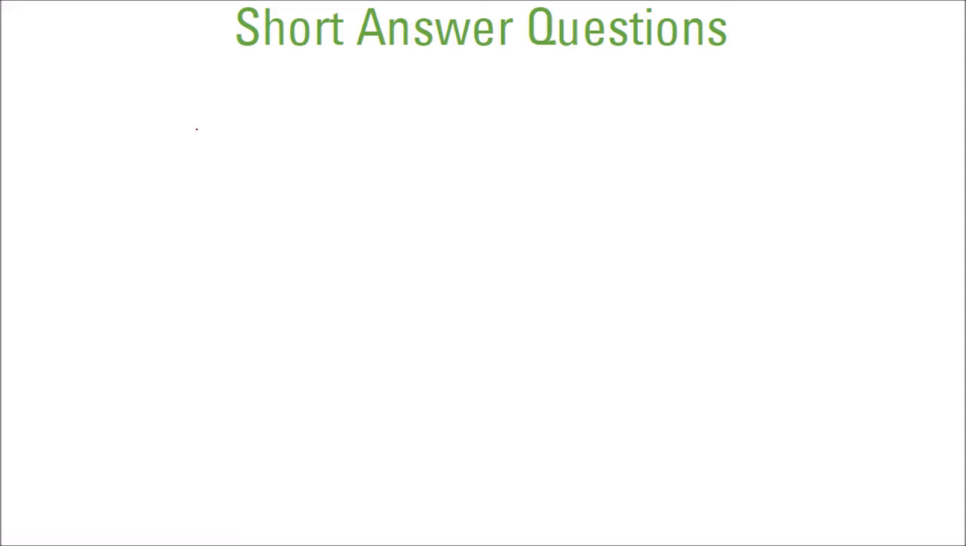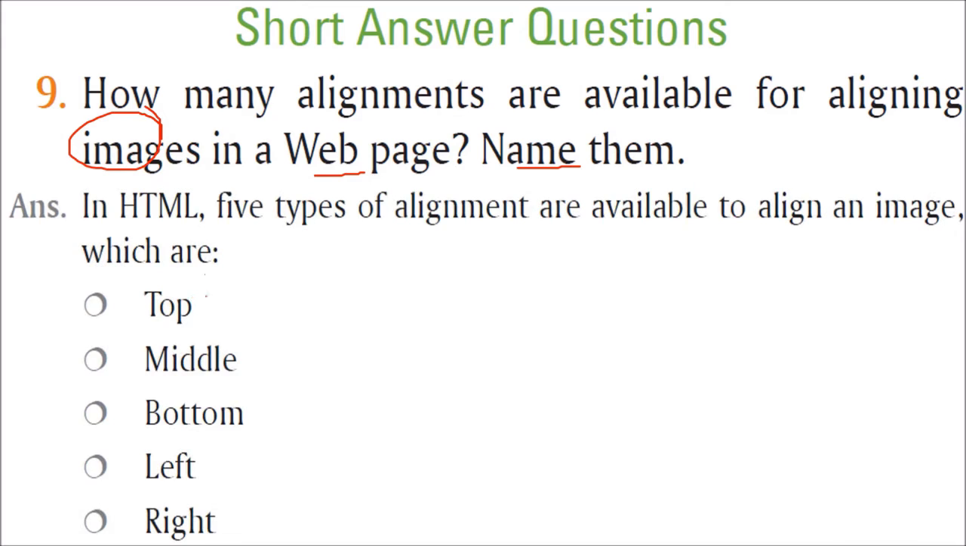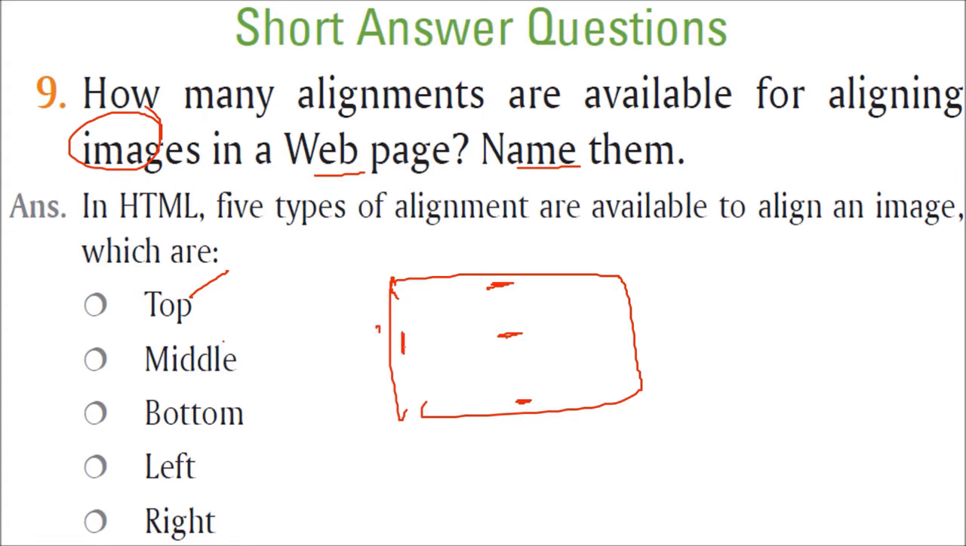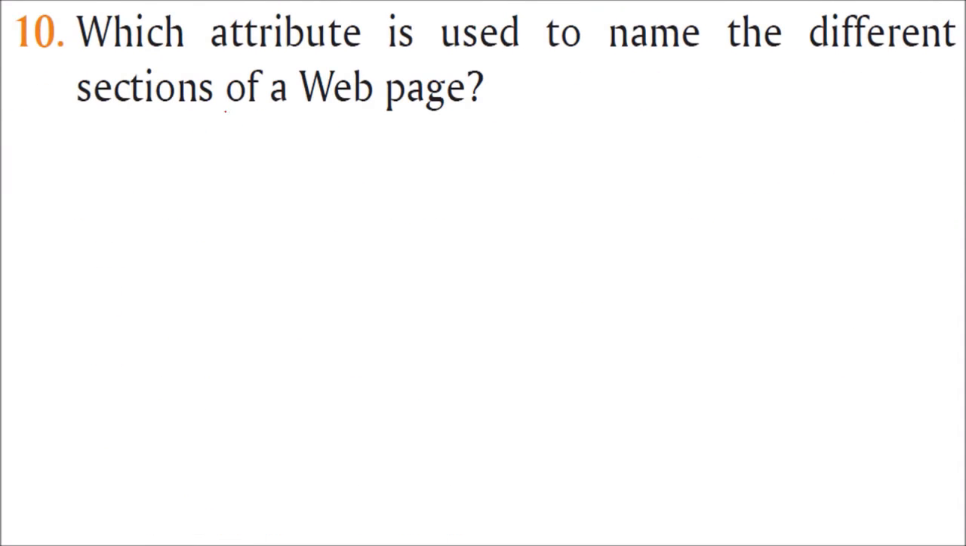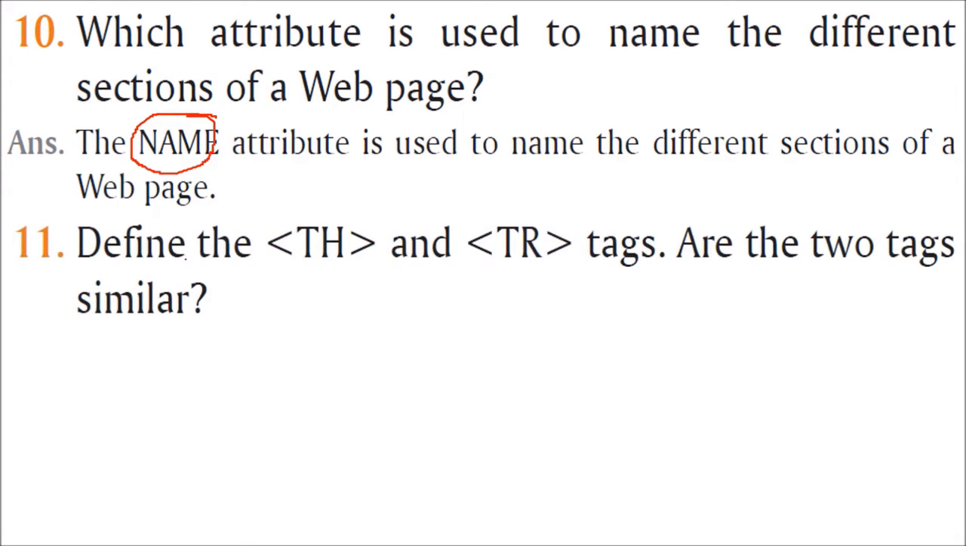Some short answer questions. How many alignments are available for aligning images in a web page? Name them. So in order to align images, we have top, means top, middle, bottom, left and right. So images can be aligned like this. Next is which attribute is used to name the different sections of the web page. So if you want to name the different sections, then you use the name attribute. This is used to name the different sections of the web page.